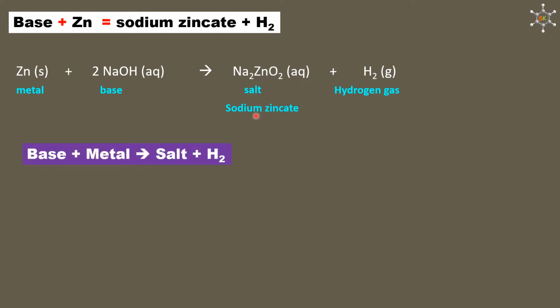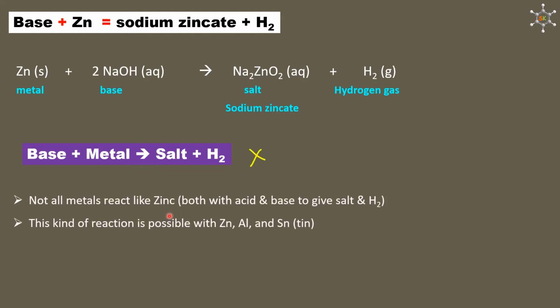With this, can we make a general statement that base reacts with metal to give salt and hydrogen? No, because not all metals are capable of reacting like zinc, that is, with both acid and base. Only zinc, aluminium, and tin are capable of reacting with both acid and base, giving salt and hydrogen gas.